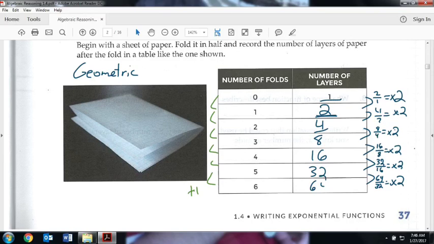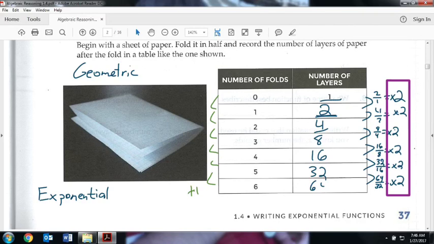Whenever we have the same ratio, they're all being multiplied by the same thing, that is an exponential function. We call it exponential, and the reason it's called exponential is simply because x is an exponent.